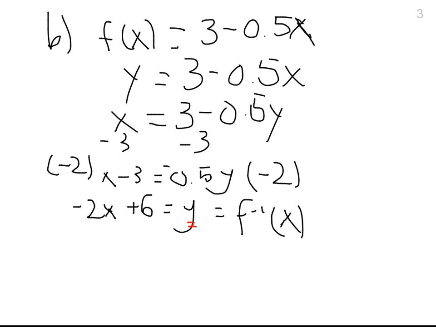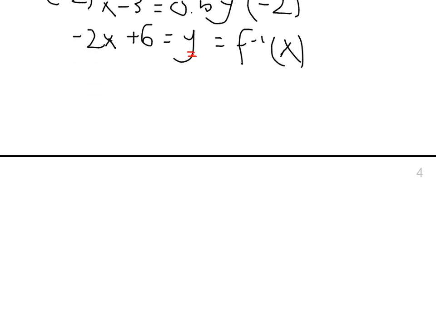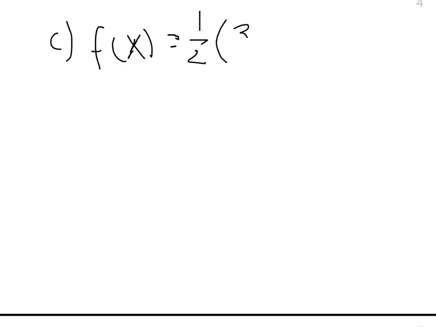Okay, let's look at one more. Now, if you'd like to try this one on your own before checking your answers, why don't you press pause after I write the function and give yourself a chance to see if you can do it by yourself. So the function is f of x equals 1/2 times 3 minus 3x. If you want to try this on your own, go ahead and pause the video now.